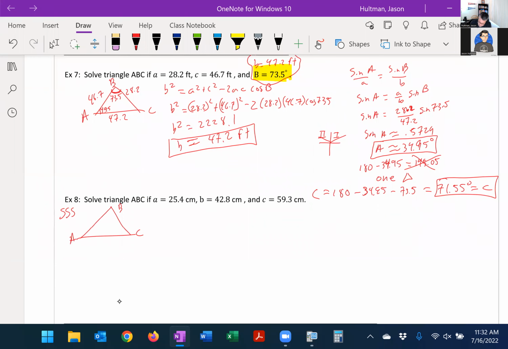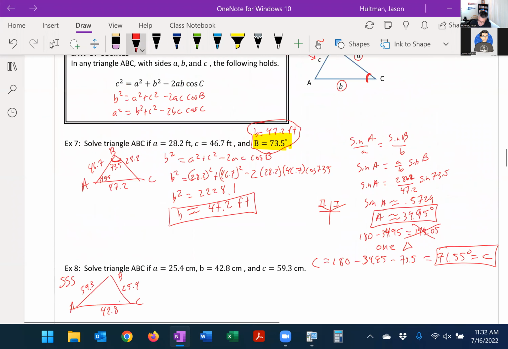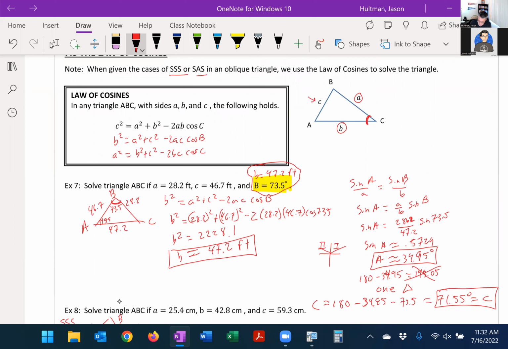Well, let's do A first. A is 25.4. Opposite B is 42.8. Opposite C is 59.3. So we can use the original formula to solve. We can choose which angle we want to solve for. So let's just solve for angle C since it's the first formula here.